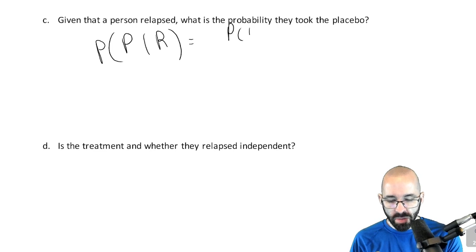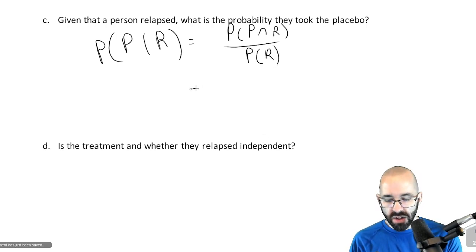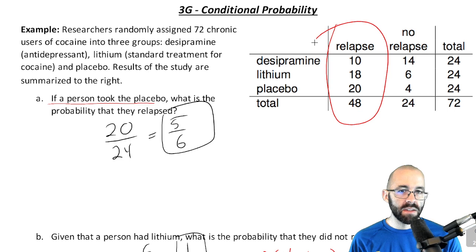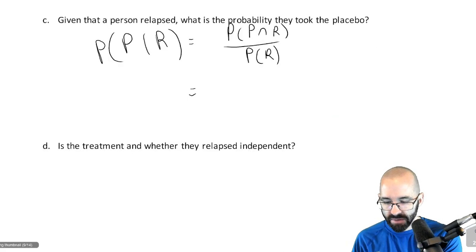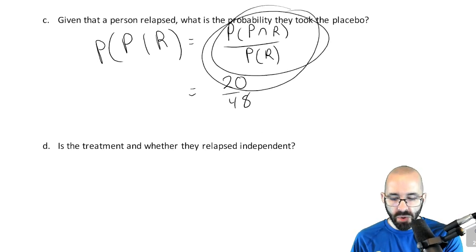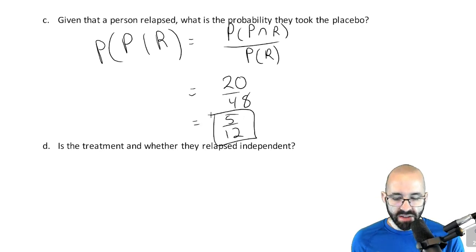Well, we'll use the formula, probability of placebo and relapse over the probability of just relapse. Or you could do it the conditional probability way. Given relapsed, what's the probability of placebo? Given relapse means we only look at these. What's the probability of placebo out of these ones? 20 out of 48. Two ways getting to the same place. Try using this method. You'll see that you get the same one. Everything here is divisible by 4. We get 5/12 as our probability.